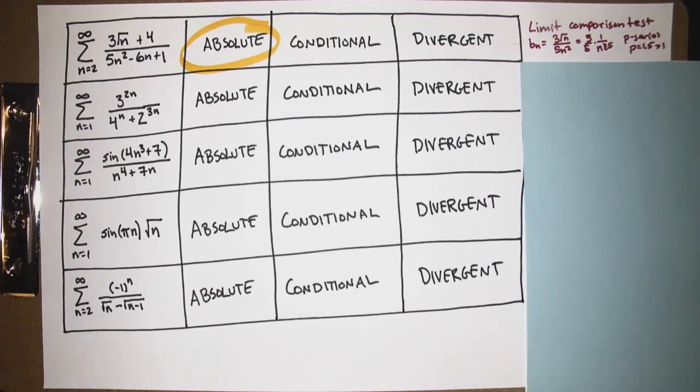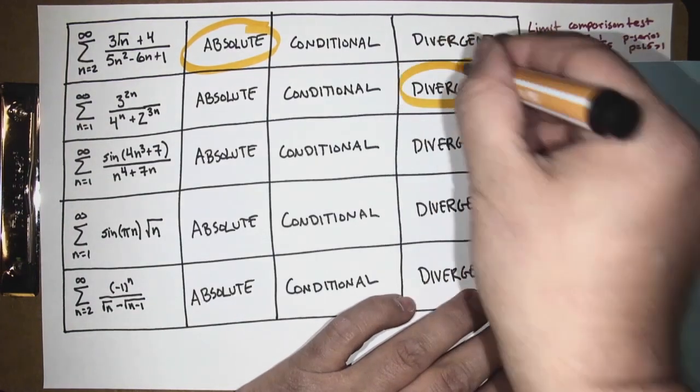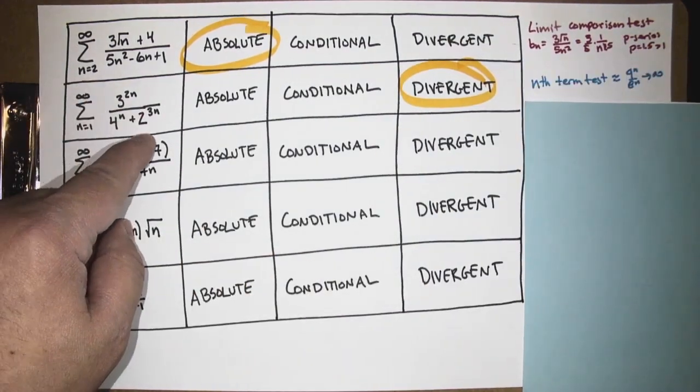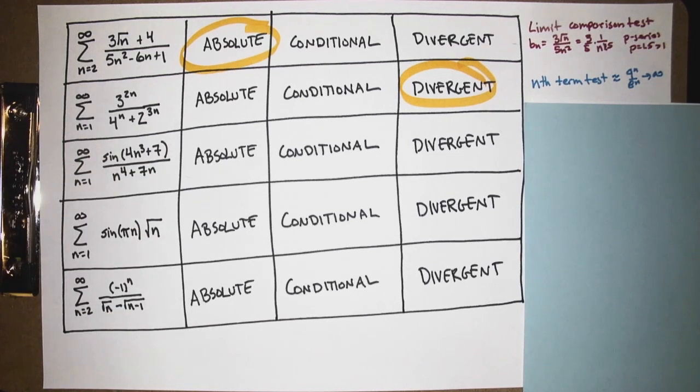3 to the 2n divided by 4 to the n plus 2 to the 3n. Absolute, conditional, or divergent? Divergent. Because the upstairs is like 9 to the n. The downstairs is like 8 to the n. It's blowing up to infinity. So nth term test rules it out.